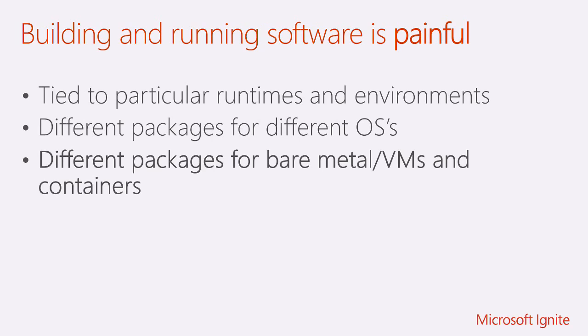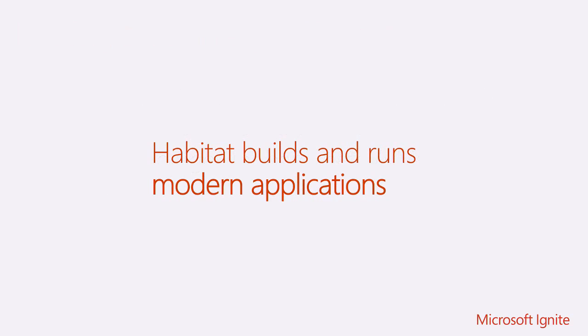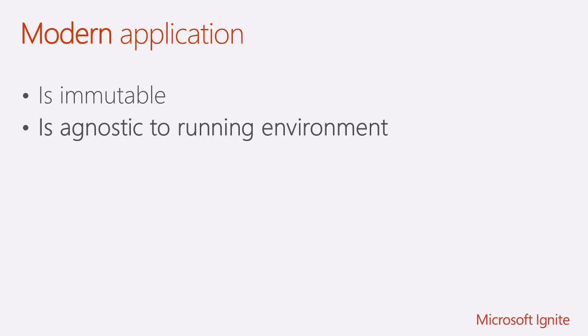You need different packages for bare metal servers and virtual machines and containers. So this is a lot of where our pain lies. Habitat seeks to alleviate this pain by transforming applications, including legacy applications, into modern applications. And what I mean by a modern application is an application that is immutable and agnostic to running environments. A Java application or a Ruby application should be able to run on the same runtime environment. It reduces complexity, especially when you're moving an application into the cloud, rather than adding complexity.